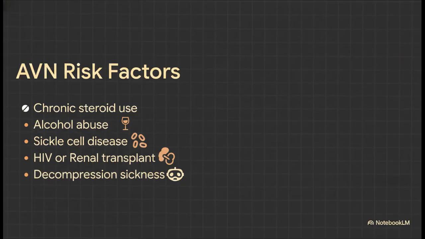Now, to spot AVN on test day, you've really got to look for the systemic risk factors that disrupt that super fragile foveal artery blood supply. The heavy hitters are chronic steroid use, alcohol abuse, systemic lupus, antiphospholipid syndrome, and hemoglobinopathies like sickle cell. You might also see it pop up in patients with HIV, localized osteomyelitis, a prior renal transplant, or even decompression sickness. The absolutely crucial point here is that because this is aseptic necrosis, meaning there's no infection, the white blood cell count, ESR, and CRP are going to be completely normal.